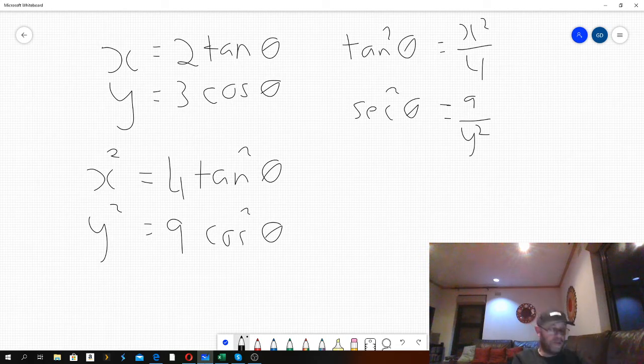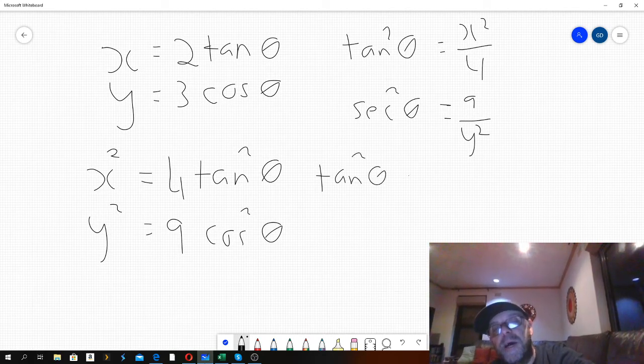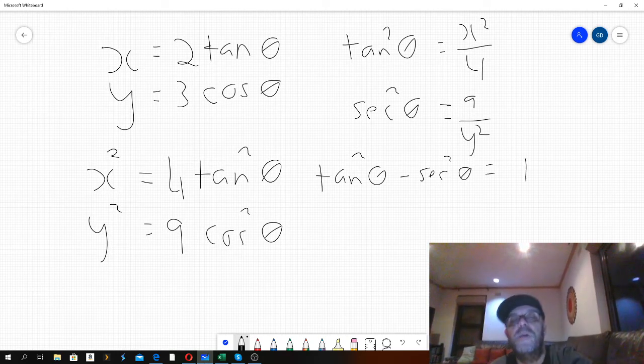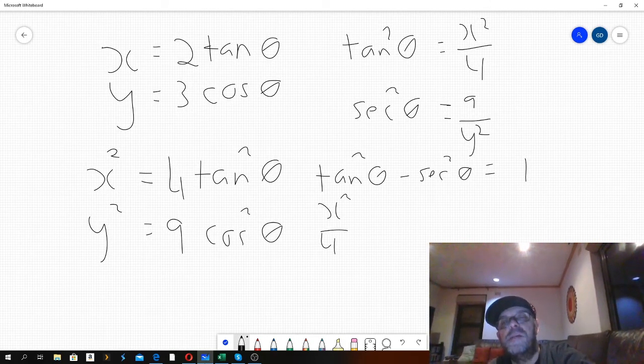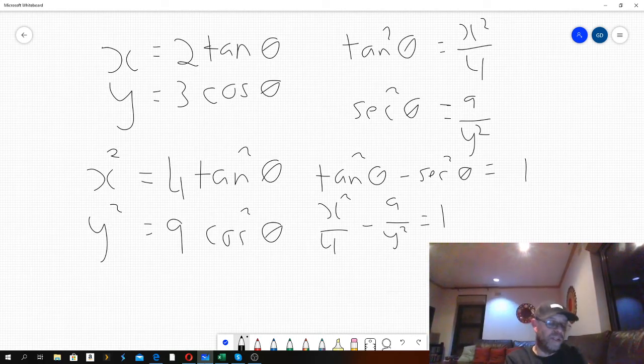And that again gives me a nice one with the tan squared and the sec squared. So then we'll take those two and subtract again. So now we can say tan squared minus the sec squared, which we know again is equal to 1. And of course then we'll replace our tan squared, which is x squared over 4, and our sec squared, which is minus 9 over y squared, is equal to 1. And there we have an equation again without a theta involved.